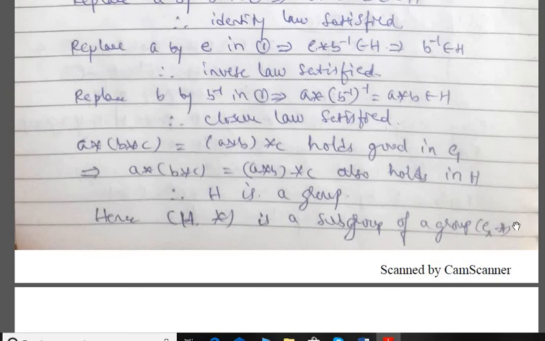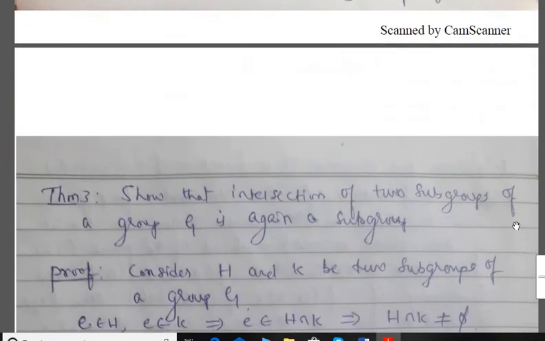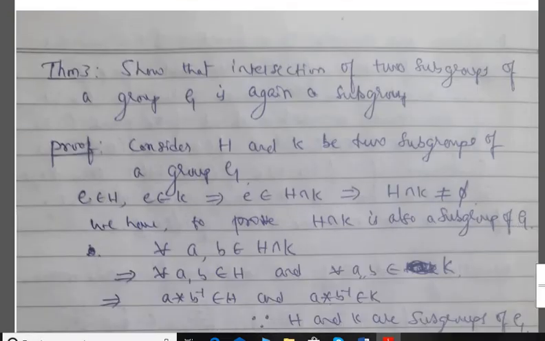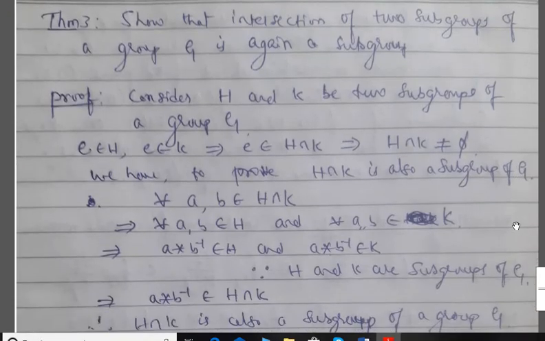So from here onwards, it is enough to prove that H is a subgroup of a group G only when for all a, b belongs to H, a star b inverse belongs to H. This condition alone is enough to prove H is a subgroup of a group G. And one more theorem we have.